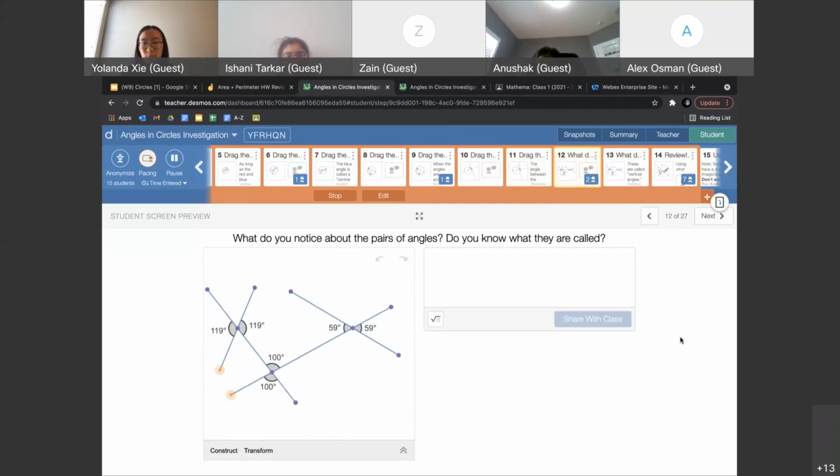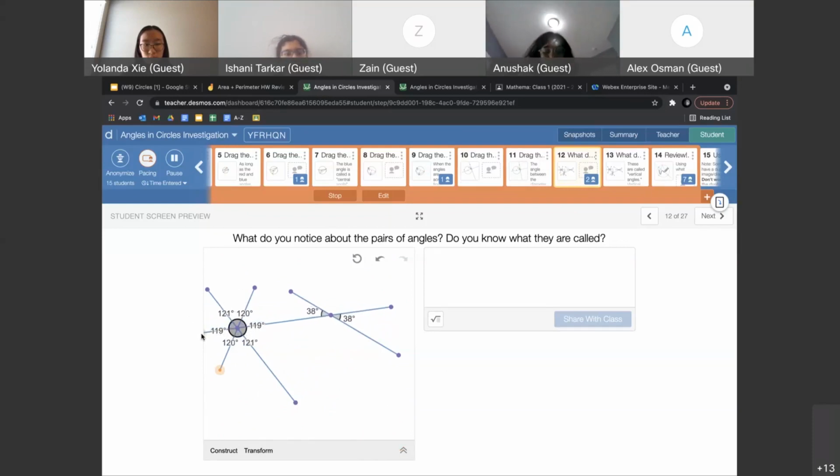Okay, so what do you notice about the pairs of angles? Do you know what they're called? So these are vertical angles, and you'll notice that vertical angles, which are just angles that are opposite one another when two lines intersect, are always equal in measure. So this will always be true, and they are vertical angles. We went over this earlier in the year. You might have forgotten. But if you have forgotten them, just write it down. These are called vertical angles, and they're always congruent to each other.